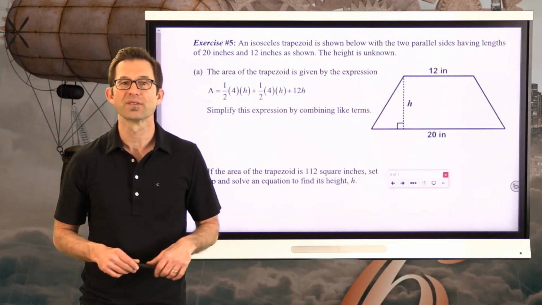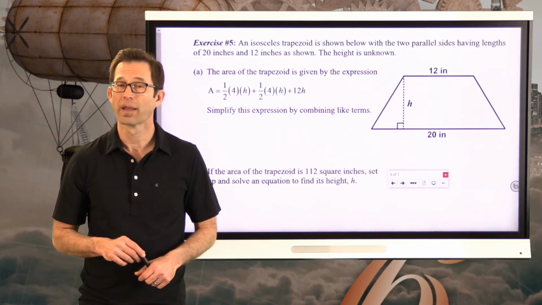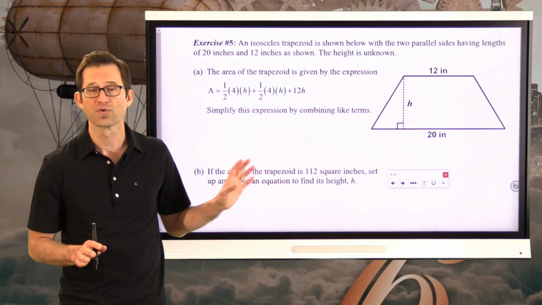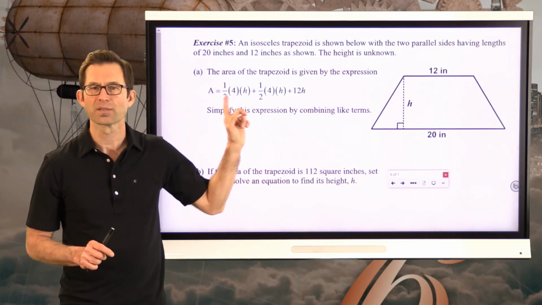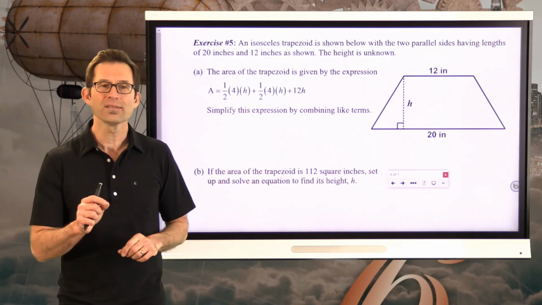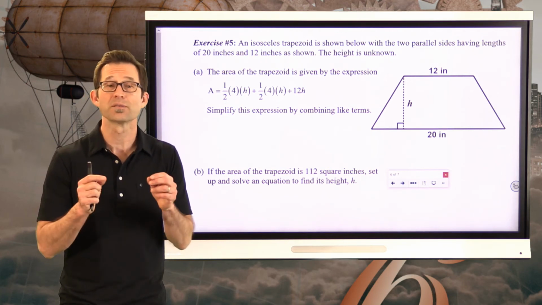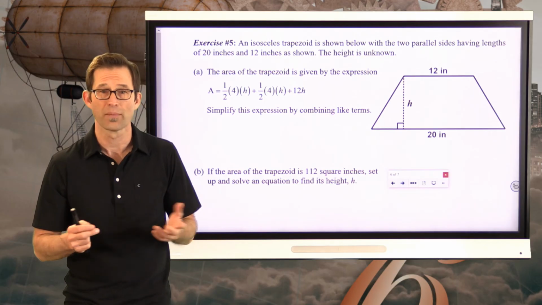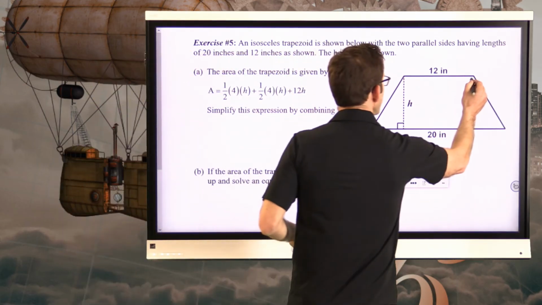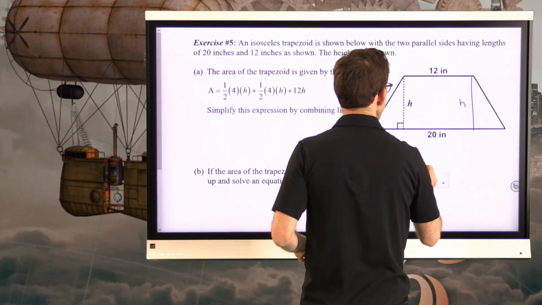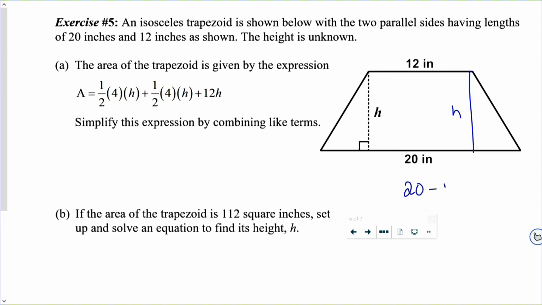All right. First part of the problem asks us to simplify this expression by combining like terms. Now, just really quick, before we do any of that, which is relatively easy, I just want to give you a quick explanation of where this comes from. In a couple lessons ago, we worked with trapezoids, and specifically an isosceles trapezoid. So the idea here is that if I drew in this rectangle, where that would also be h, I would have 20 minus 12, which is 8, and then I'd have 8 divided by 2, which is 4.